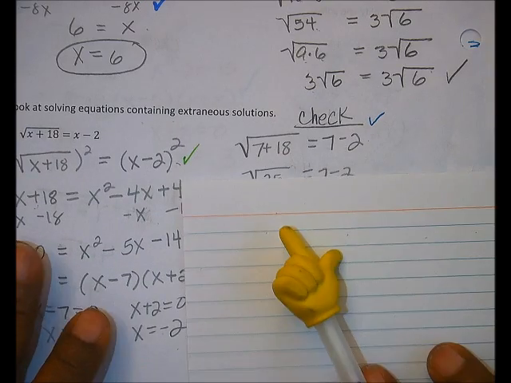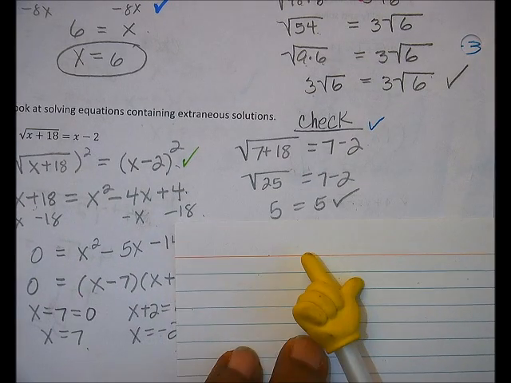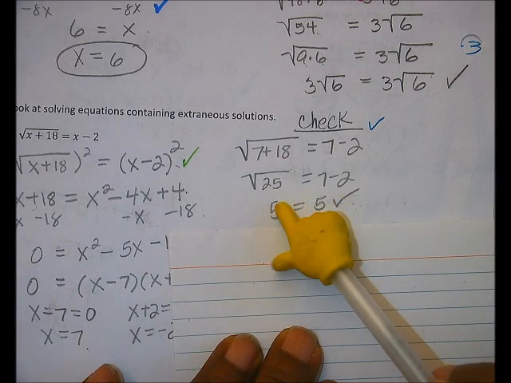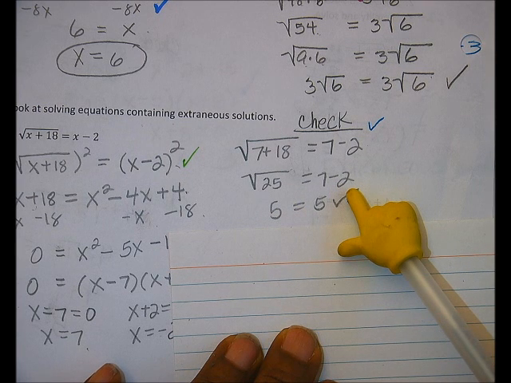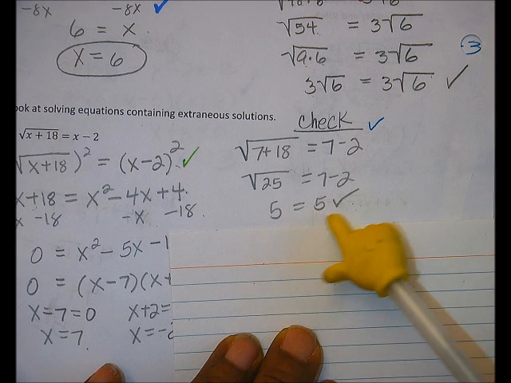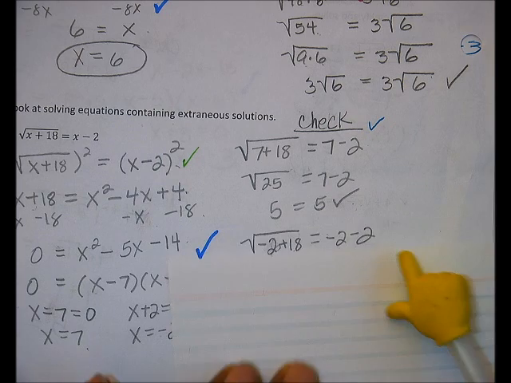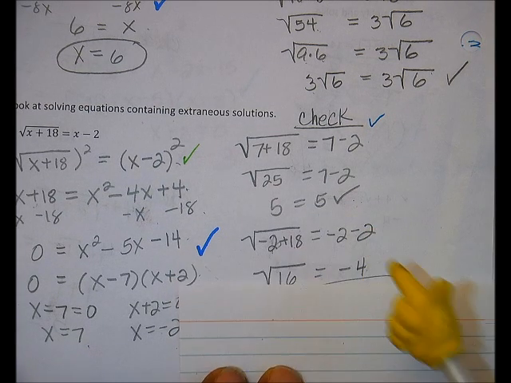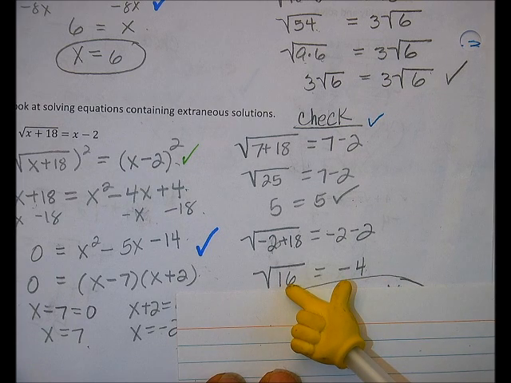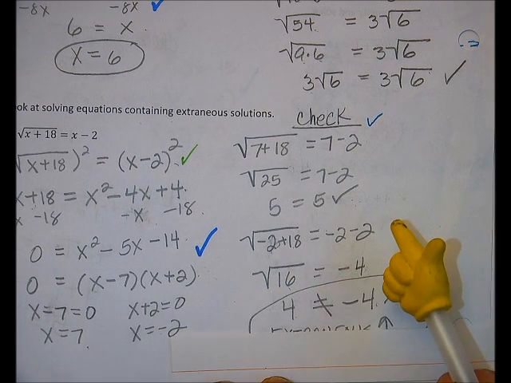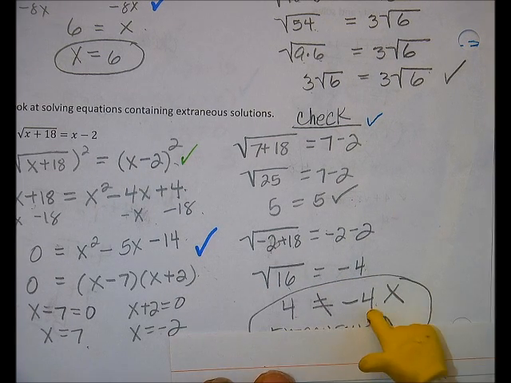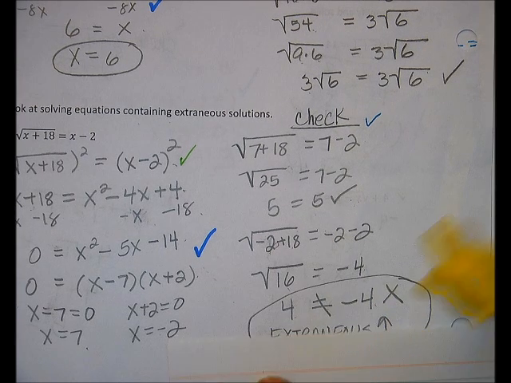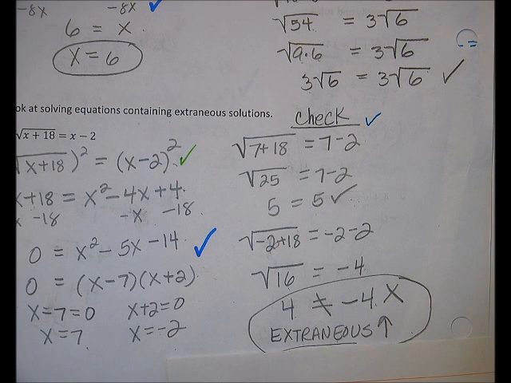Let's check both of those answers. If x is 7, then I end up with the square root of 25 is equal to 5. 5 is 5. That checks. If x is negative 2, then I end up with negative 4 on this side and the square root of 16 on this side. That ends up being 4 and negative 4. They will never be equal, so that solution is extraneous.